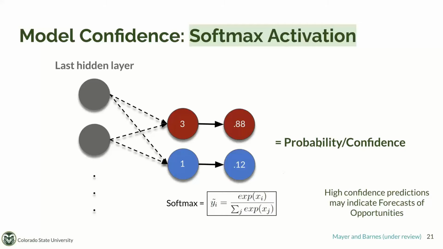I refer to this as a confidence because we can interpret this as the network is 88% confident in its prediction that this will be a positive sign anomaly. Now you may see where this is going: high confidence predictions, when the network is really confident in its prediction, may indicate that we have a forecast of opportunity that the network has identified.